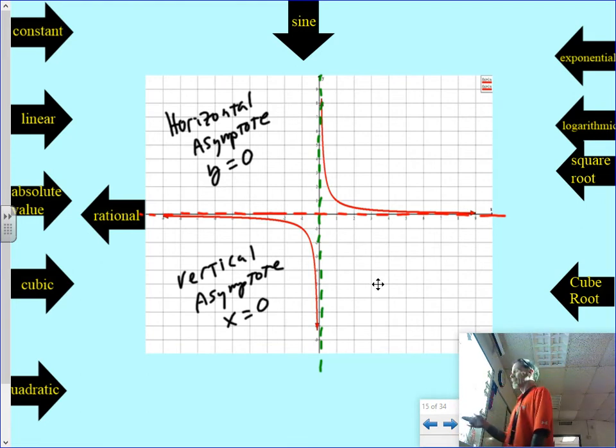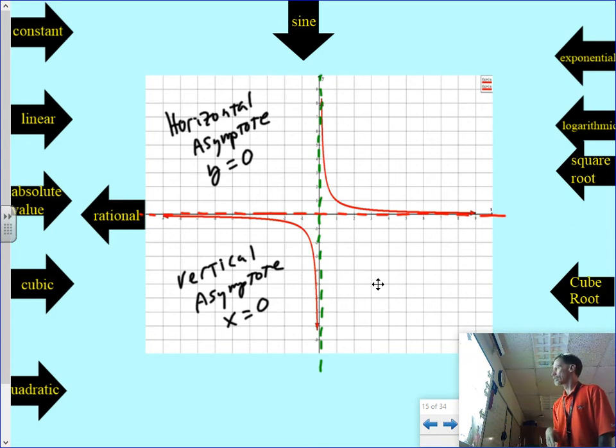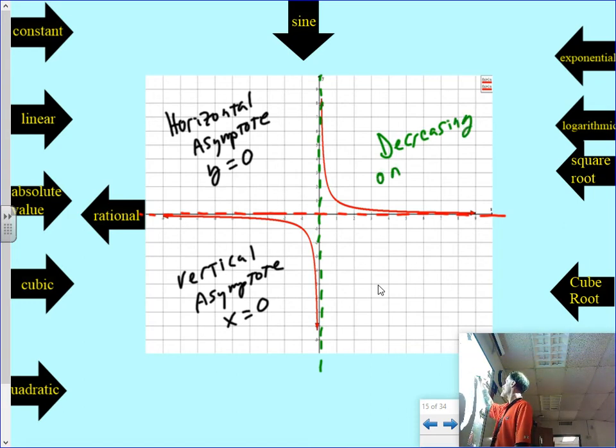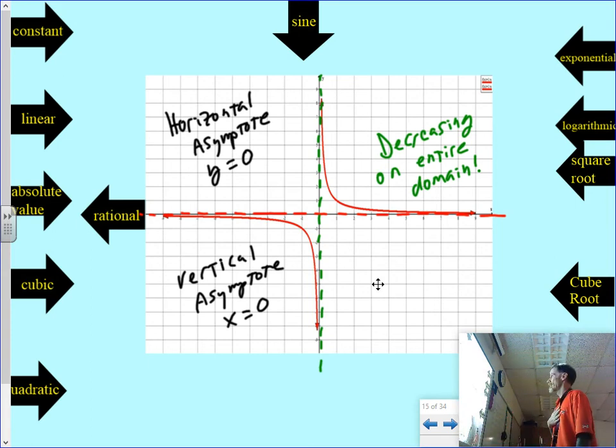Also, the interesting thing about this, we're going to get into increasing and decreasing intervals today, but I'm going to make this little side note here. This function is actually decreasing on the entire domain. We'll talk more about decreasing and increasing in class today, but that's a little side note on that property of the rational function.